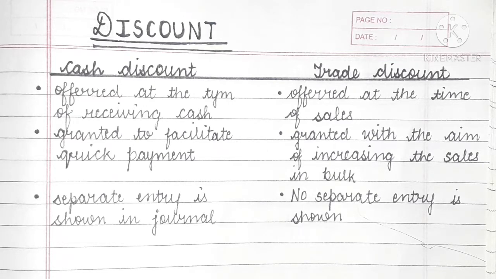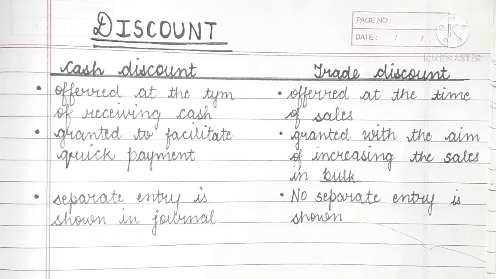Let's take an example. If you are going to buy any goods from the shopkeeper on credit, the shopkeeper might give you an offer that if you make a quick cash payment right now, I'll grant you a cash discount of 10%. While the trade discount is granted with the aim of increasing the sales in bulk. For example, if you go to a manufacturer of chairs to purchase 70 chairs, the manufacturer is likely to give you an offer that if you purchase 100 chairs in total, I'll give you a discount of 20%. That is the example of a trade discount.